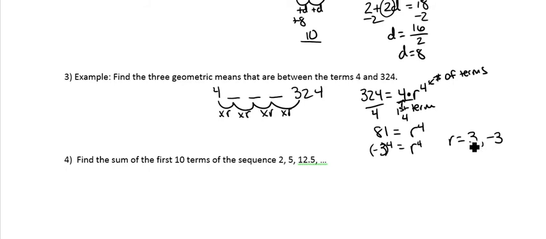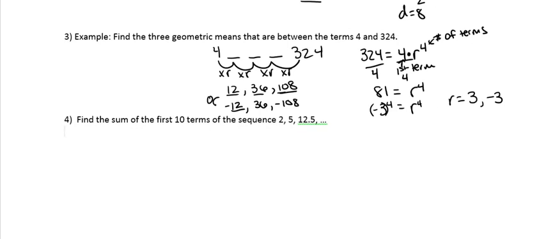So then if you multiply by 3, you would have 12, 36, and 108. If you multiplied by -3, you would have -12, 36, and -108. Okay, so you have 2 possibilities for that. Now, if this number right here was an odd number, then you wouldn't have a positive or negative, you would just have a positive. Okay, so keep that in mind.